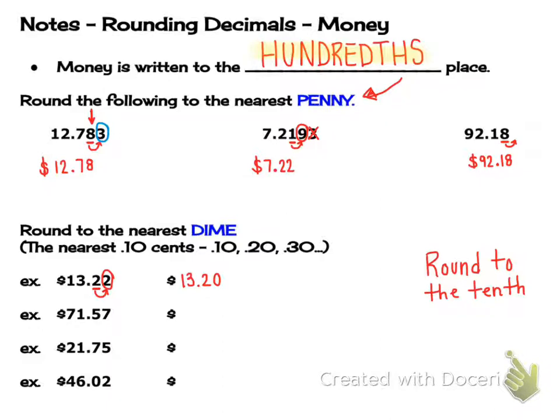In the second example, $71.57. I need to decide if it's closer to $71.50 or $71.60. I look at the number in the tenths, it's a 5. I check the number next to it, it's a 7. That 7's going to tell me to round up.